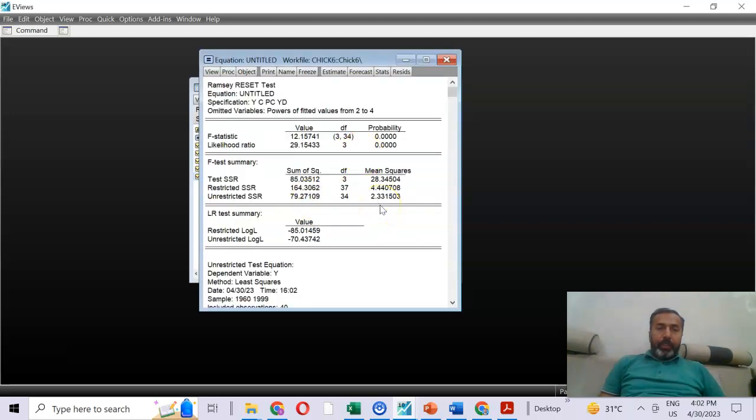Okay. Now if we run this regression equation, you know that the null hypothesis is rejected when the p-value is lower than the level of significance. Generally, we have 0.05 as the level of significance. Our p-value is lower than 0.05, so we will reject the null hypothesis. And if we reject the null hypothesis, it means that we are concluding that there is specification error in this equation.